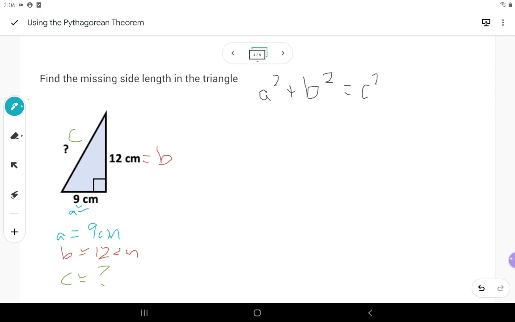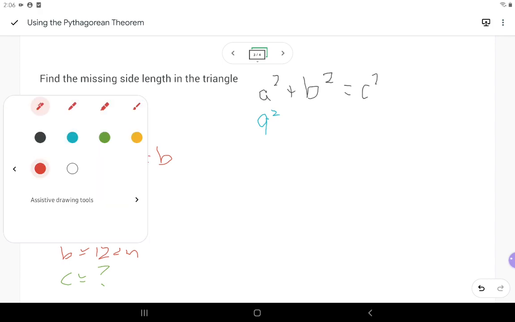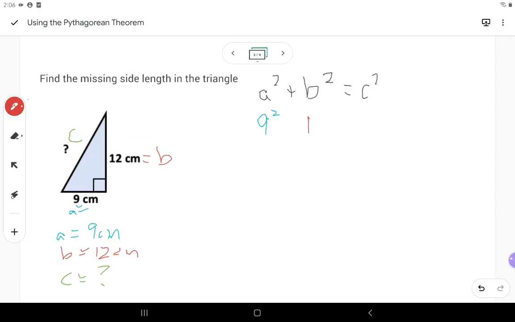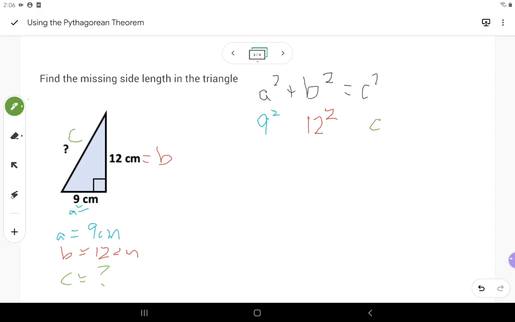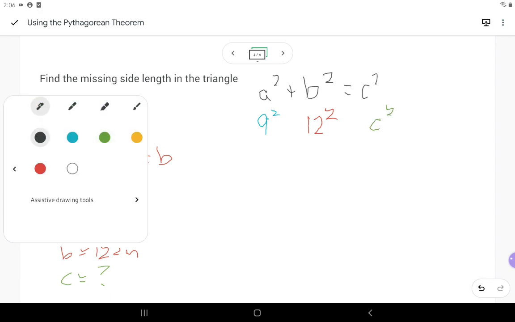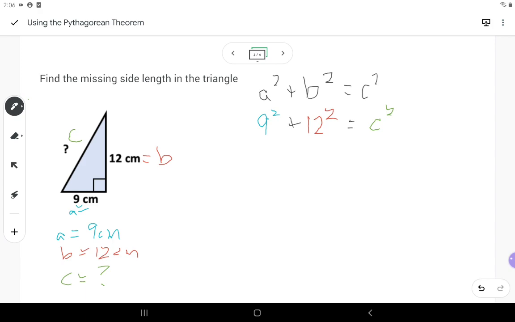So I'm going to substitute in. Instead of writing a, I fill in that 9, and so a squared becomes 9 squared. Instead of writing b, I fill in that 12, and b becomes 12 squared. And then I still don't have c, so I'm going to leave c squared as it is. Now, I need to evaluate my exponents before I do this addition. Exponents come before addition when we talk about order of operations.